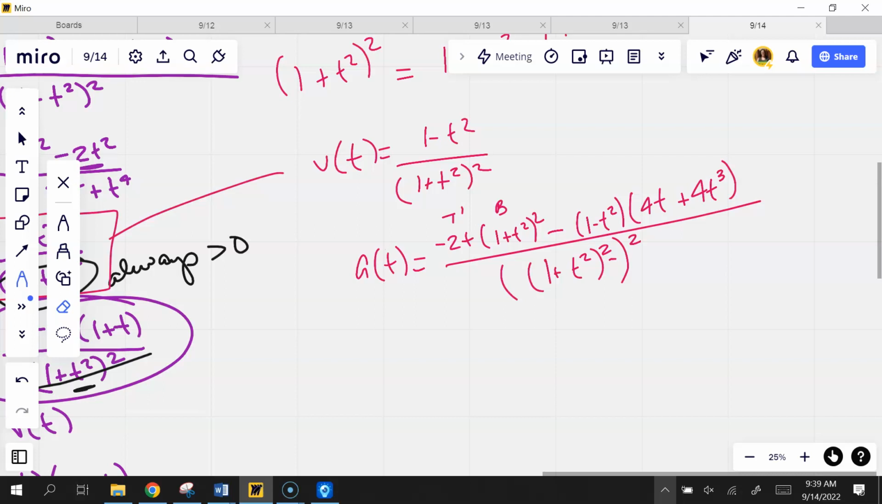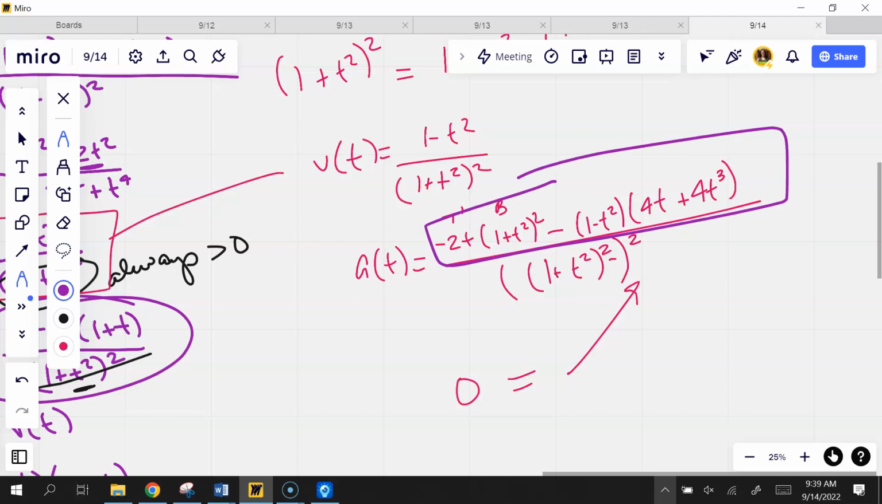All right, so that's my acceleration. When is it 0? So I would need to say, when is it 0? But remember, this is a fraction, right? So the only time this is going to be 0 is when the top is 0. So don't worry about that bottom right now.